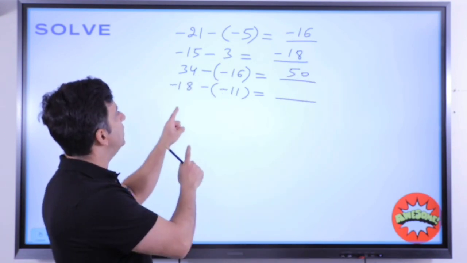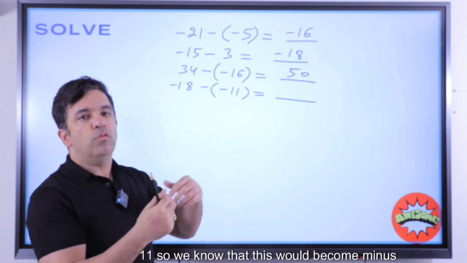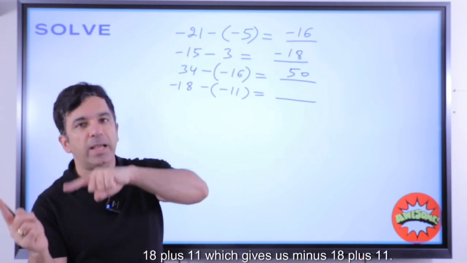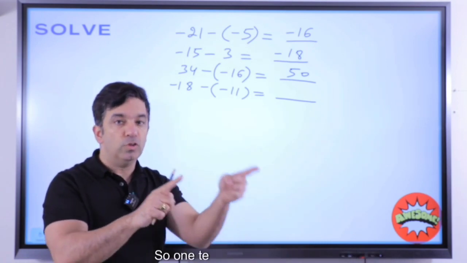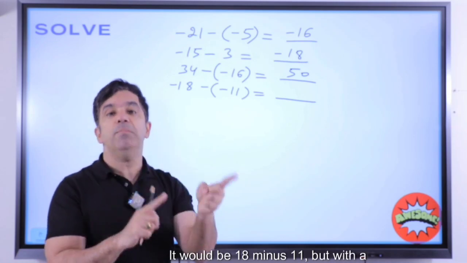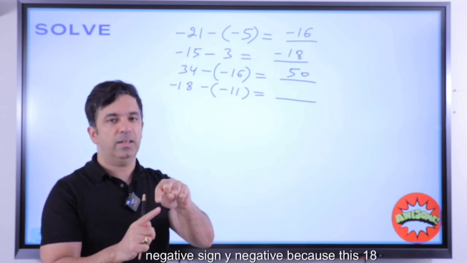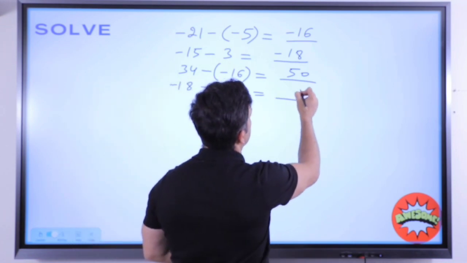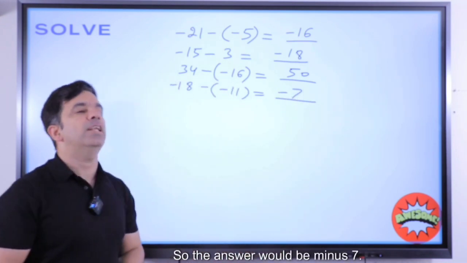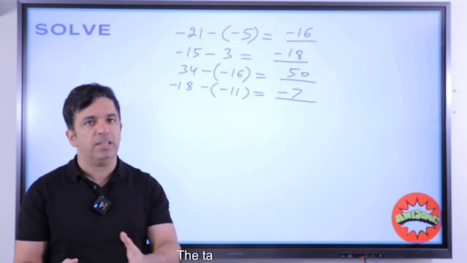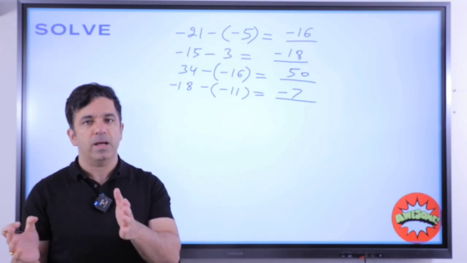Next comes the term minus 18 minus 11. So we know that this would become minus 18 plus 11. So one term is negative, one is positive. We'll simply subtract both of them. It would be 18 minus 11, but with a negative sign. Why negative? Because this 18 is negative. So 18 minus 11 is 7. So the answer would be minus 7. So this is the sense. Once you have understood it, after that the task is very straightforward. Now do the next one.